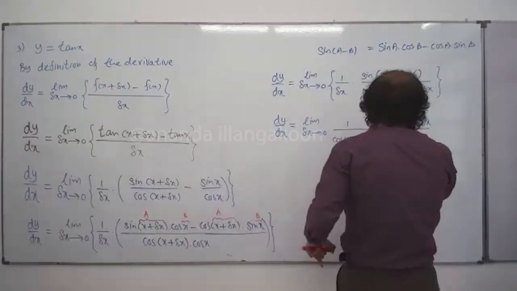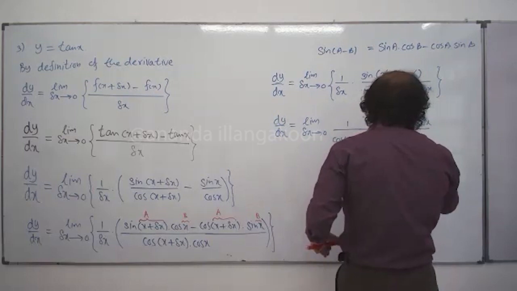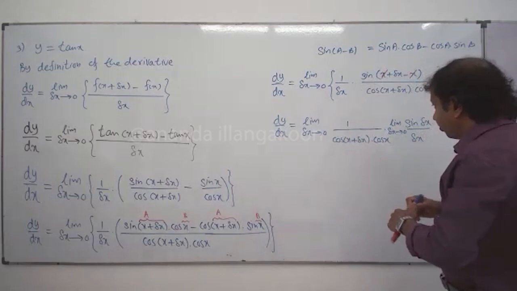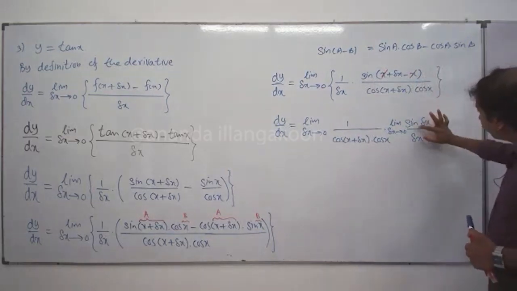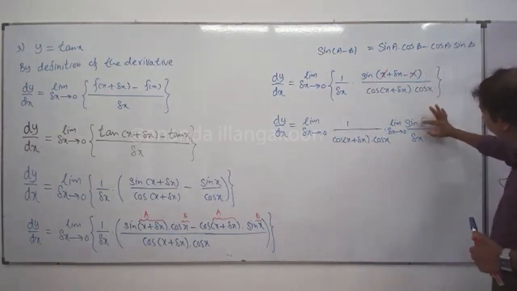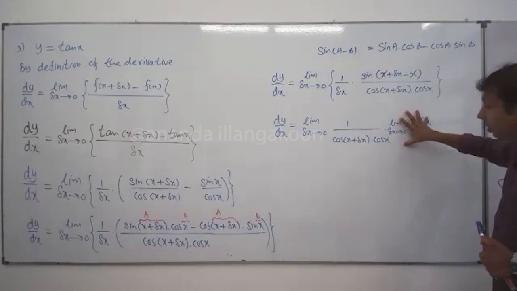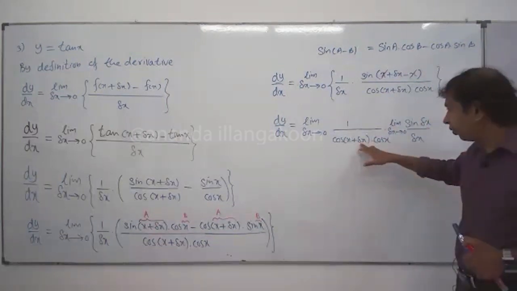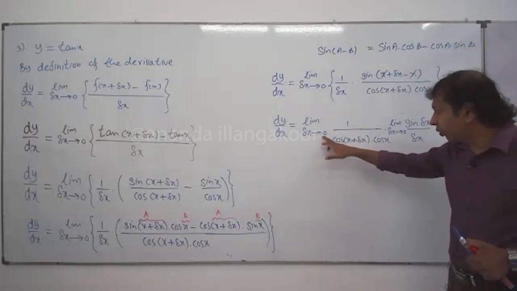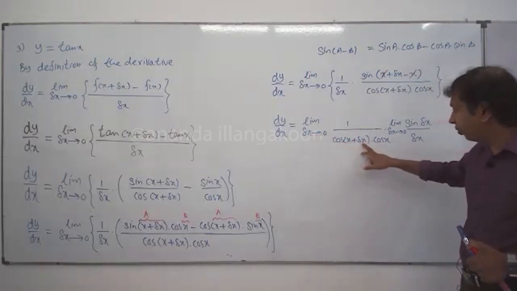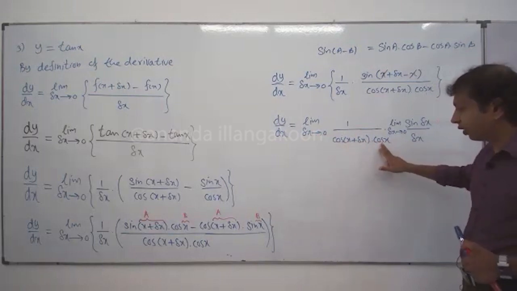So what you get here, limit delta x going to 0. Now you can very clearly see this takes the form, if we assume this delta x as theta, sine theta by theta, theta going to 0. Then this is 1 according to the limit lesson we learned. And here delta x going to 0, so delta x here becomes 0, but this x remains. Then this bracket is cos x, this is cos x.